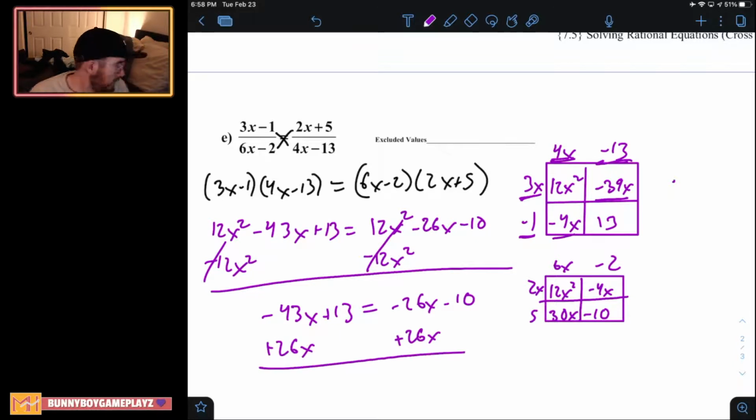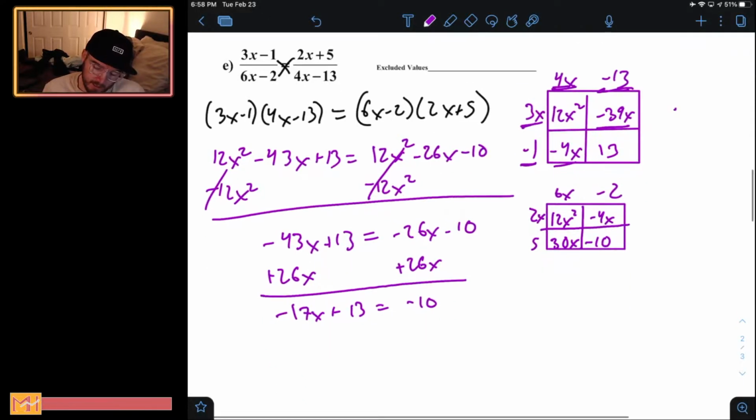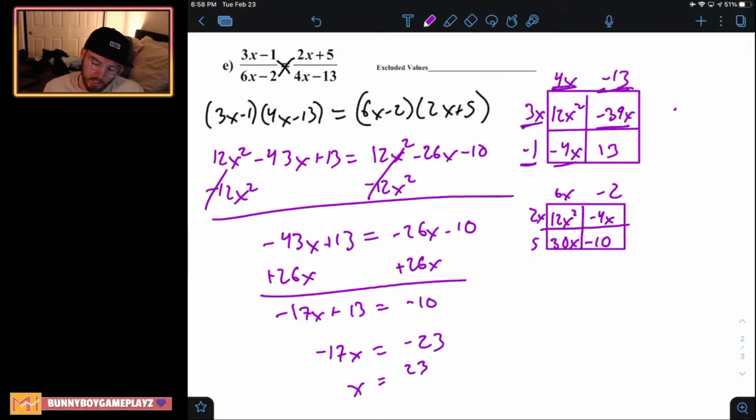I don't want to mess that one up. What is -43 plus 26? I believe the answer is 17, but I won't... -17x plus 13 equals -10. I will subtract the 13, and I get -23, and then we end up with 23/17. Is that supposed to come out to such a nasty fraction?